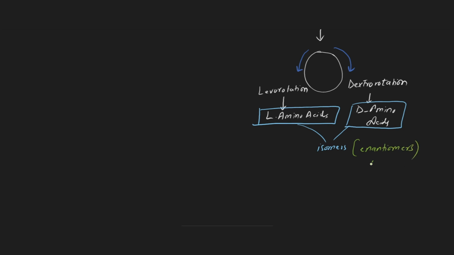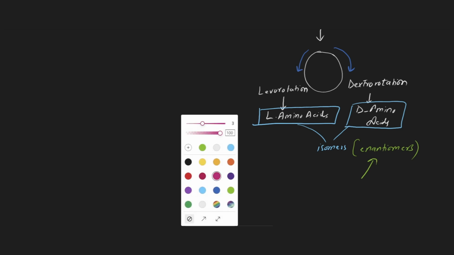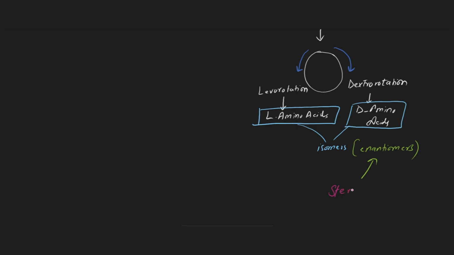And enantiomers is one of the most important terms you are going to hear again and again in the stereochemistry of amino acids. Whenever we discuss the stereochemistry of amino acids, you're going to hear this term again and again, that is enantiomers. Enantiomers mean isomers, and there are different types of isomers of the amino acids. In this lecture, we're going to discuss the two basic types of isomers of the amino acids, that is L and D amino acids. In the next lecture, we're going to discuss the other two isomeric forms, that is R and S configurations of the amino acids.